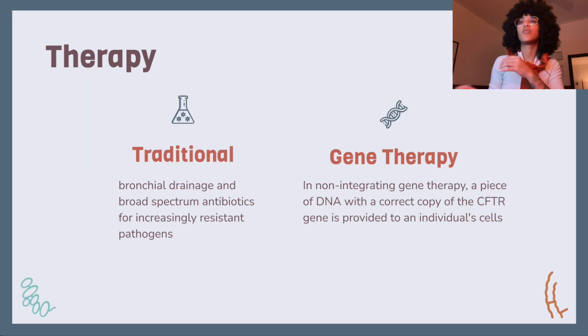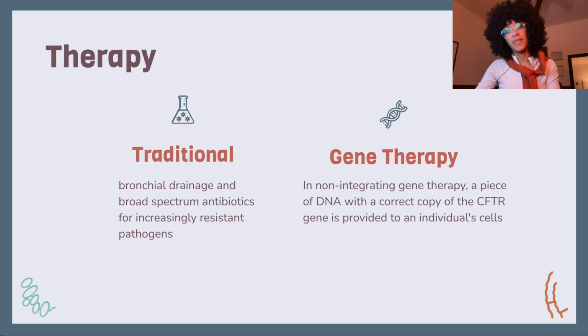The oldest therapies included bronchial drainage and broad-spectrum antibiotics for increasingly resistant pathogens, and pancreatic enzyme replacement with vitamins. The new line of treatment involves signaling the CFTR proteins correctly to their assigned place. So they actually gain their passport to the cell membrane, and the patient can have a better life, not the perfect one, but a better condition.